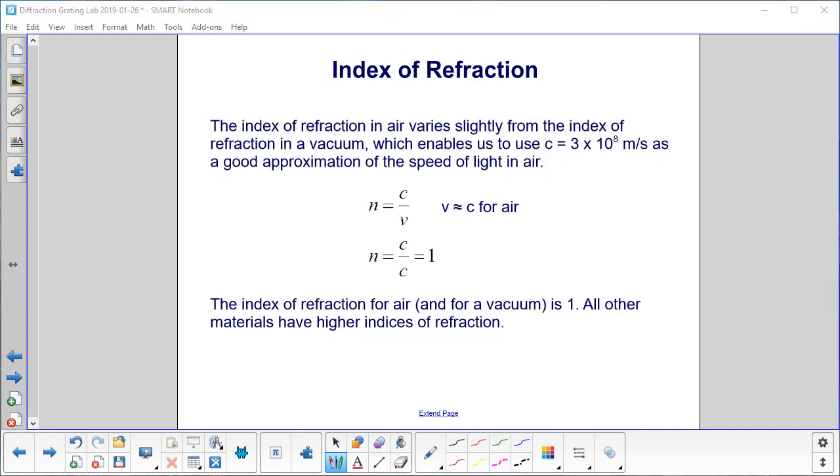The index of refraction in air only varies slightly from the index of refraction in a vacuum. That enables us to use the speed of light, 3 times 10 to the 8th meters per second, as a good approximation of the speed of light in air. So let's find the index of refraction for air or a vacuum. It will be c over v, but v is approximately equal to c, so n is c over c, n is equal to 1. The index of refraction for air, and of course a vacuum then, is 1. All other materials have higher indices of refraction.